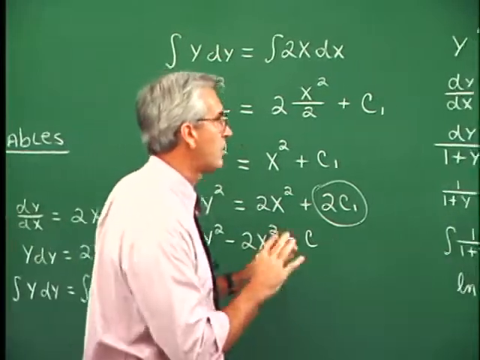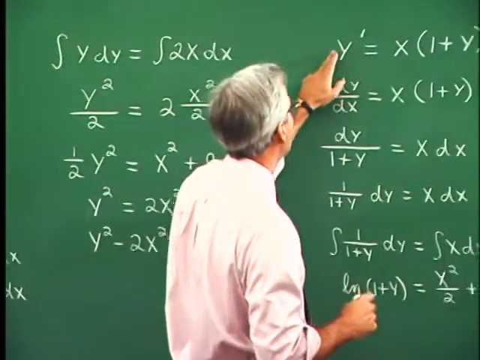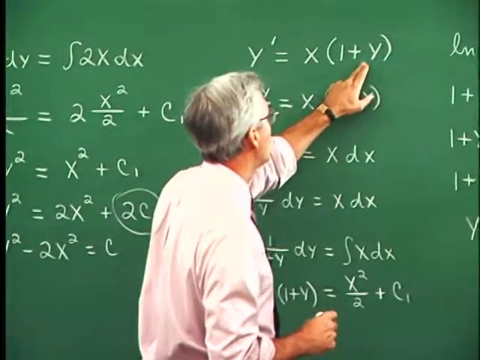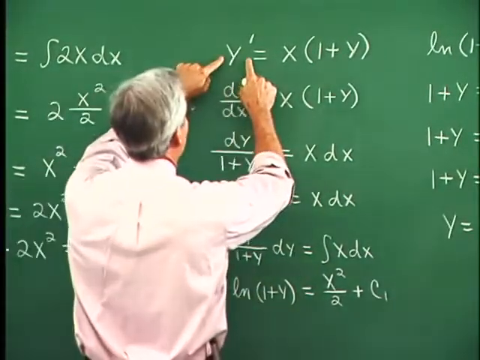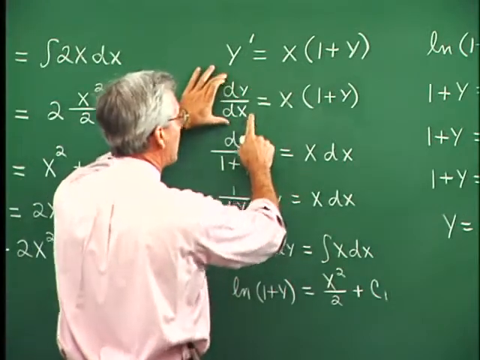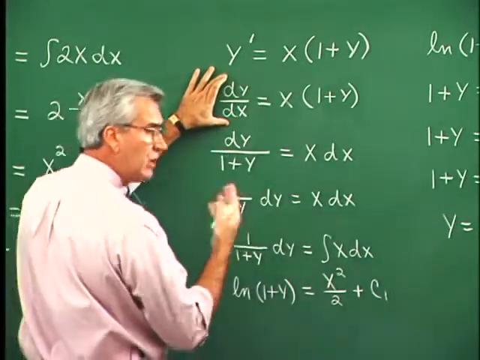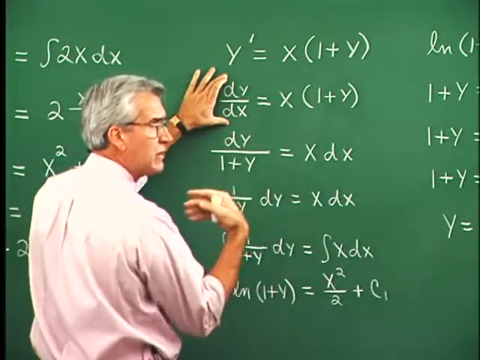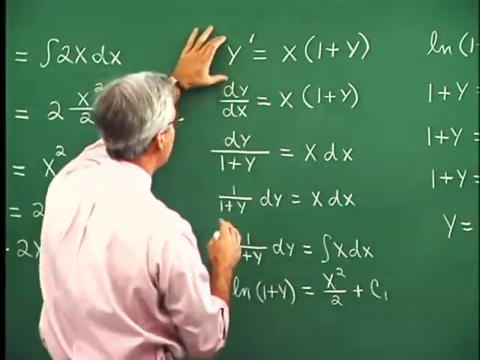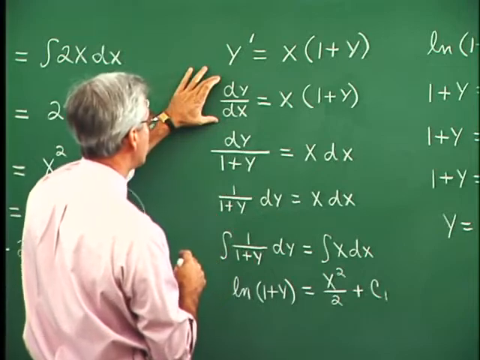Here's another one. We're just practicing this idea. y prime is x times 1 plus y. Now, I suggest that we express the y prime as dy over dx very early in this process. You don't have to do this, but I think it's a little bit easier for me to see the pattern if I use this kind of manipulation technique.